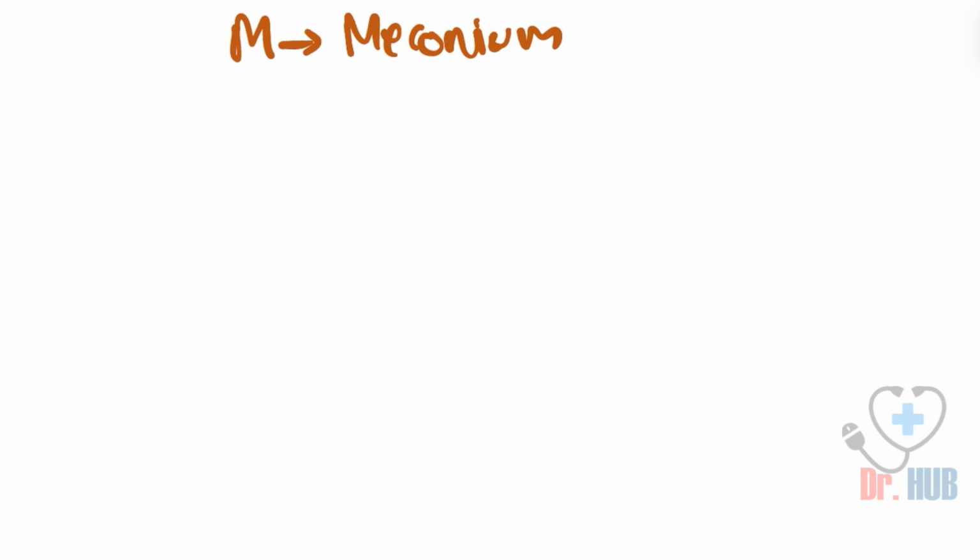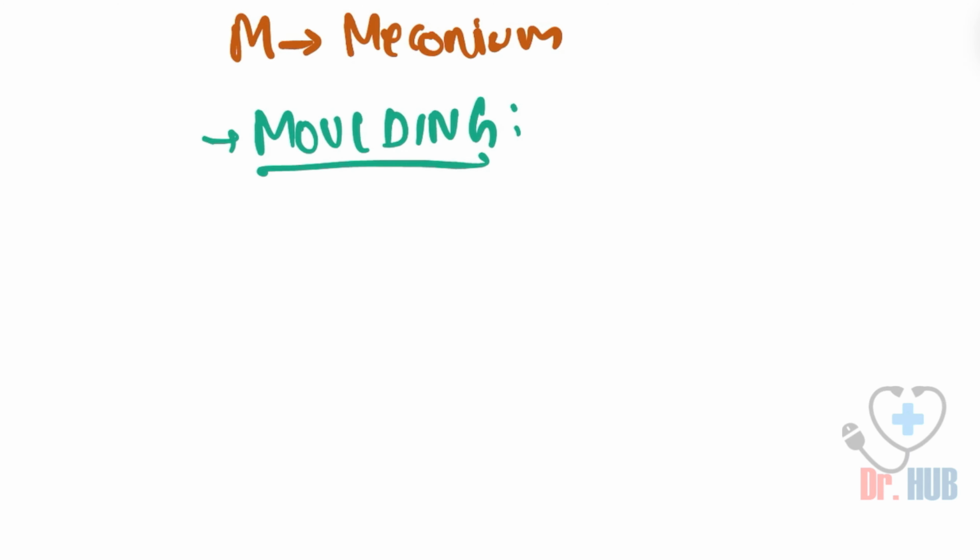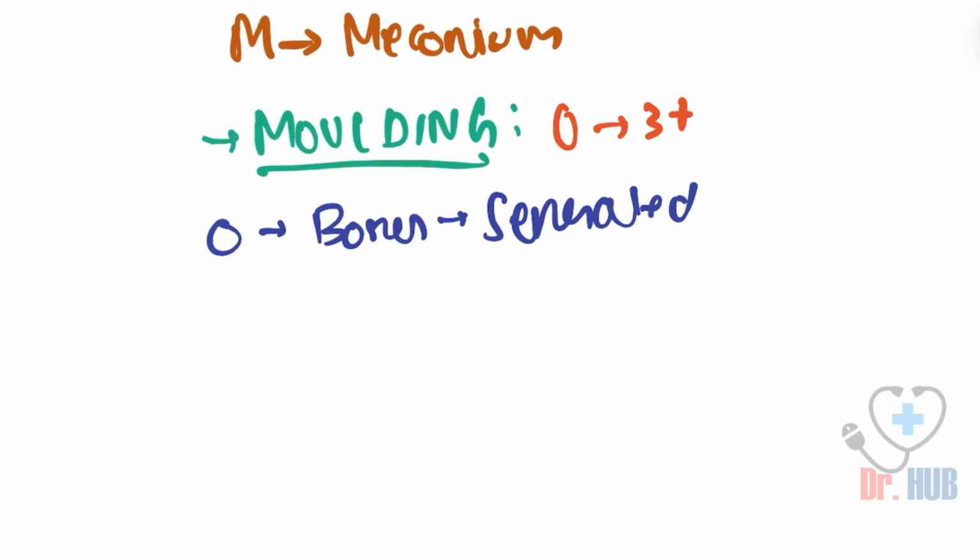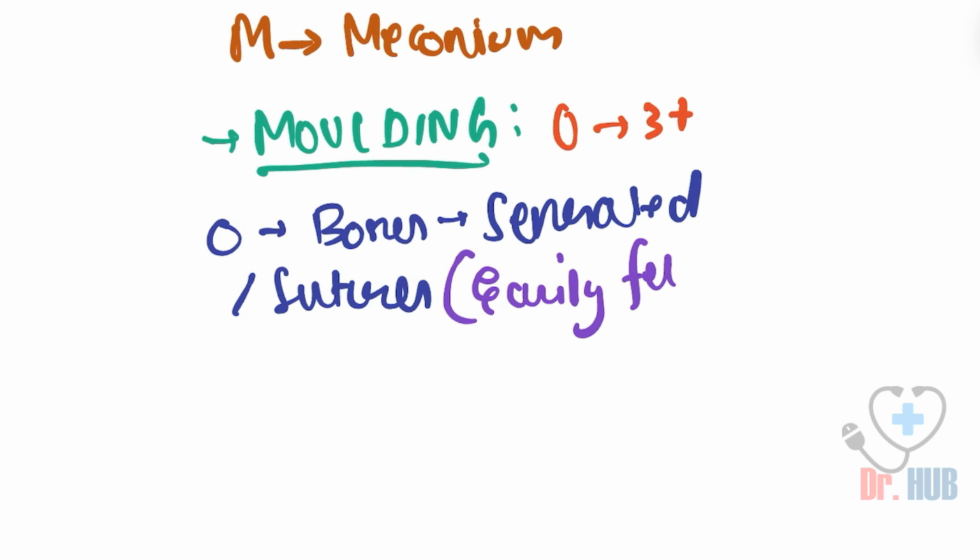Then we look at the molding. What is molding? There are some gradings which we need to know, from 0 to 3 plus. Grade 0 means the bones are separated and there are sutures that can be easily felt.